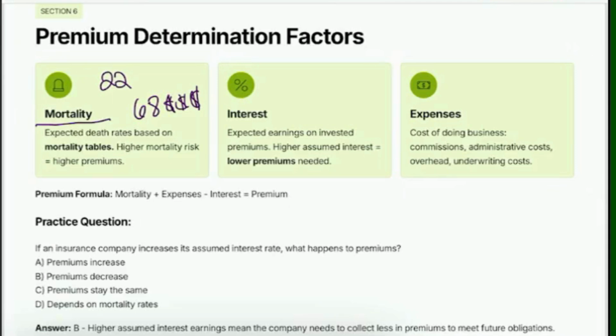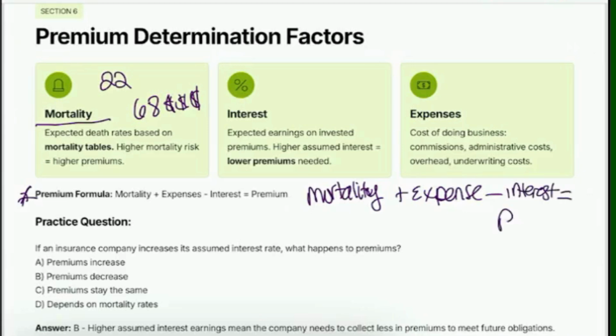But the most driving force behind it is mortality. But this is a calculation for premium formula. Mortality plus expenses minus the interest they're going to make equals premium. That's how they come up with the premium for life insurance policies.